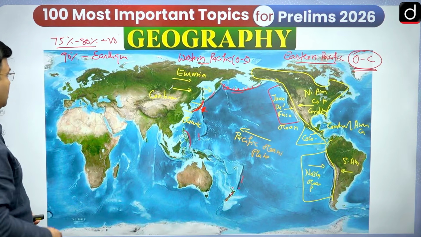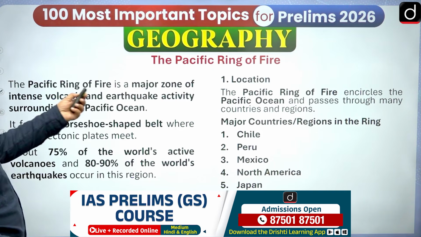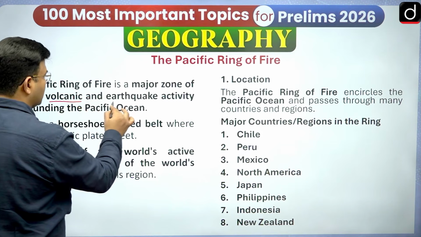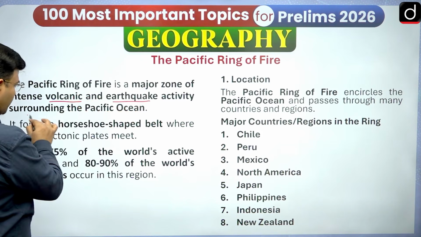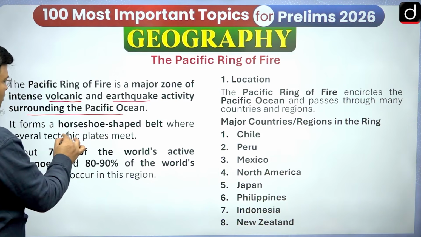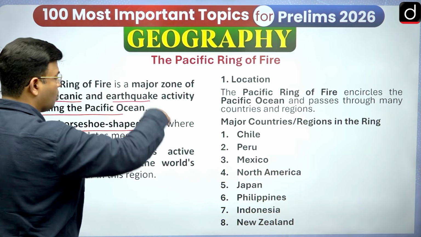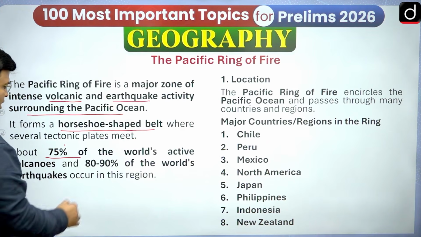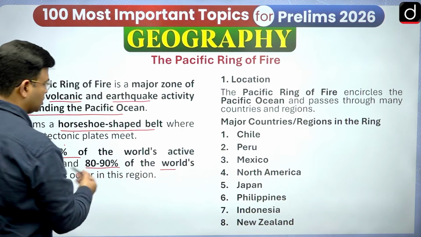Here we can say that the Pacific Ring of Fire is a major zone of intense volcanic and earthquake activity. Surrounding the Pacific Ocean, it forms a horseshoe-shaped belt. 75% of the world's volcanoes and 80 to 90% of the world's earthquakes occur here.